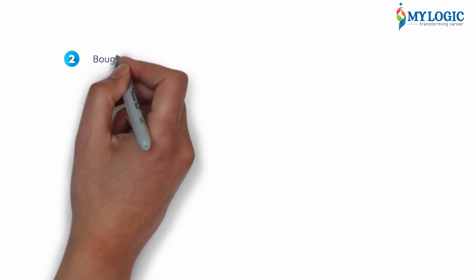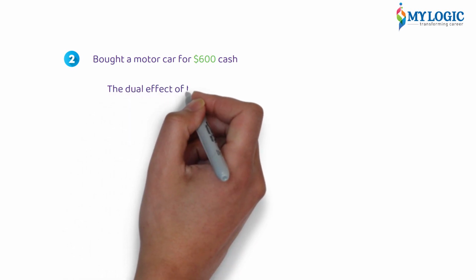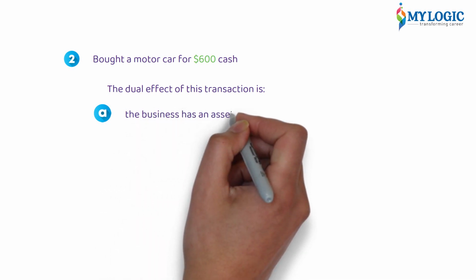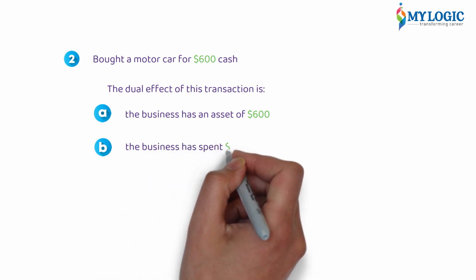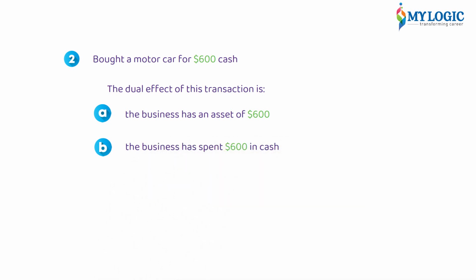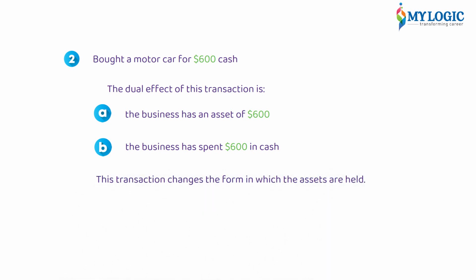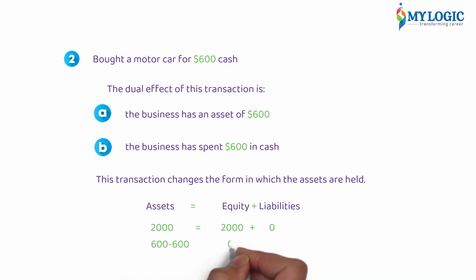Number 2. Bought a motor car for $600 cash. The dual effect of this transaction is: A. The business has an asset of $600. B. The business has spent $600 in cash. This transaction changes the form in which the assets are held. Assets is equal to equity plus liabilities. 2,000 is equal to 2,000 plus 0. 600 minus 600, 0 plus 0.